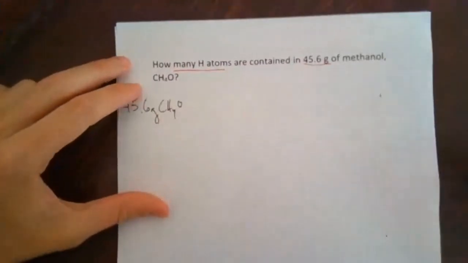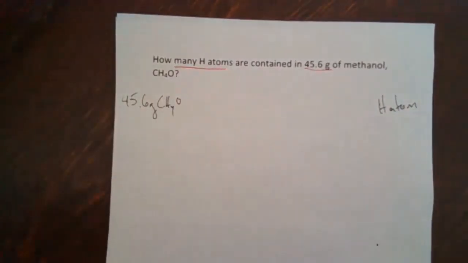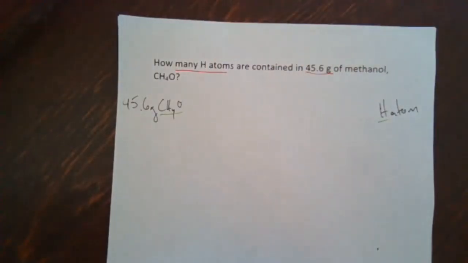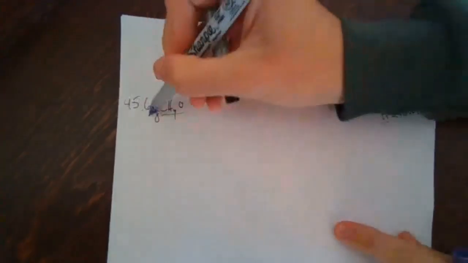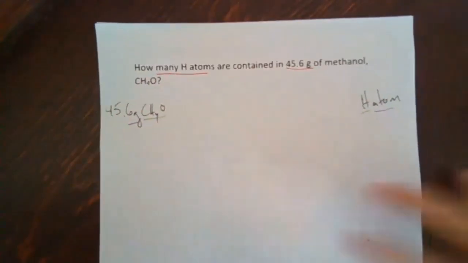And you can see that what we want in the end is H atom. When we go through and look, we can see we have different substances, CH4O versus the hydrogen. We can also see that we have, in this case, a mass measurement, and in this case, a counting. So those are two different types of measurements.